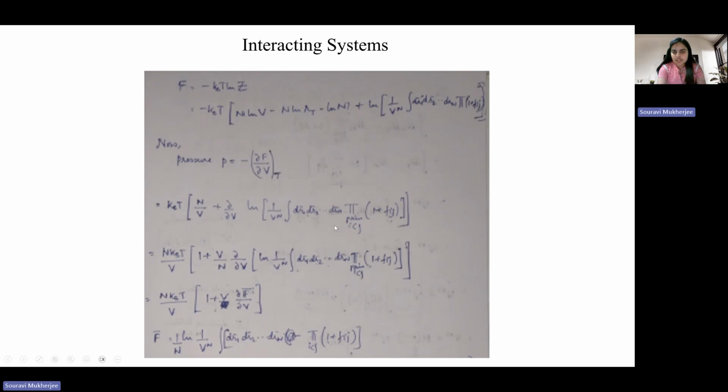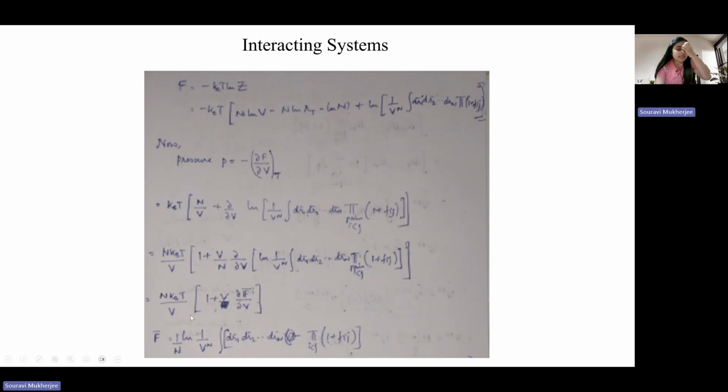Till now, you have this product of 1 plus Fij terms already in the integral. Now, at this point, you can define a quantity F bar, which is given as 1 by n ln 1 by V to the power n, integration of this entire term. So this entire term that you have, you take it as some capital F. Then your expression of pressure becomes much simpler.